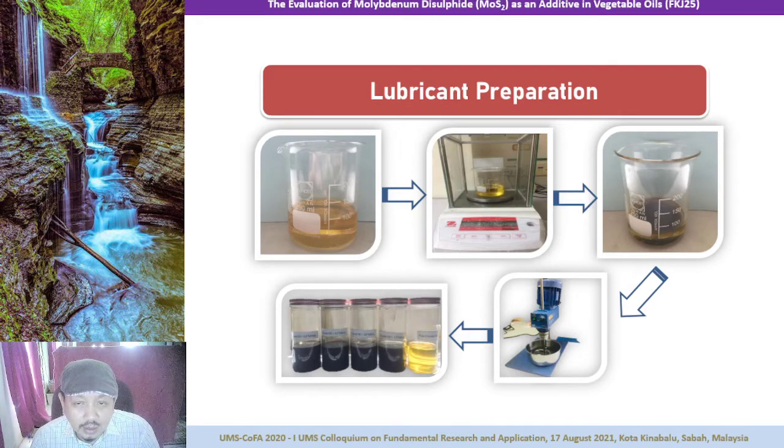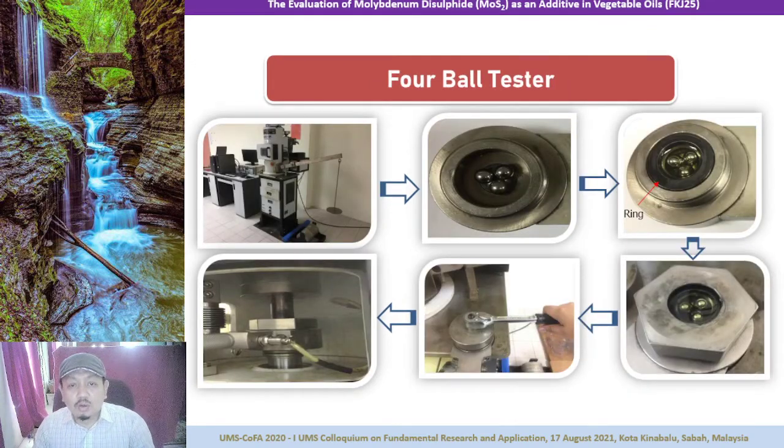This is the preparation of the lubricant. We measure 50 ml and then put in some additive. Then we mix, and we provide 5 types of mixture: 0, 1.5, 3.0, 4.5, and 6.0. This is the 4-ball tester.